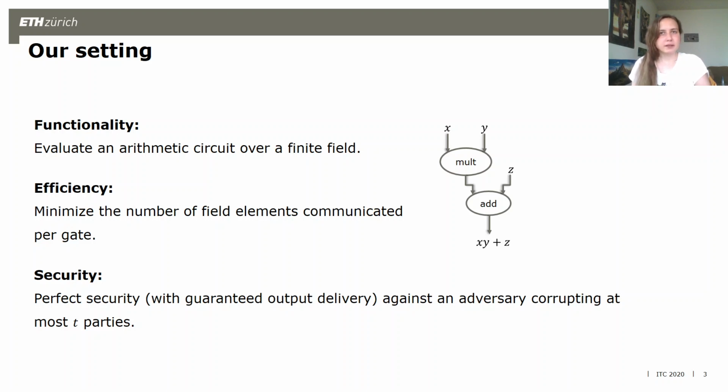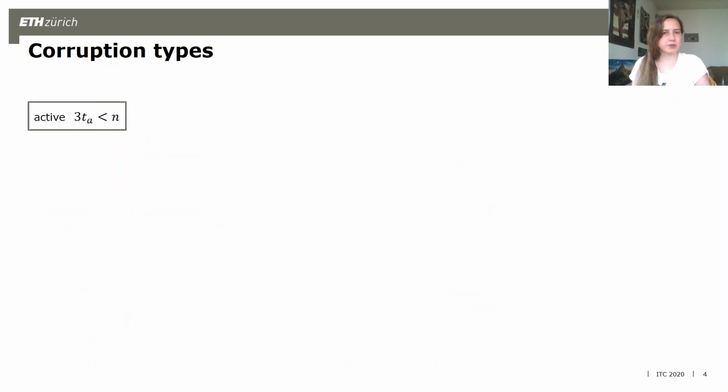So within this setting, one can define many different types of corruptions with different strengths. The strongest type of corruption is active, where the adversary fully controls corrupted parties. But this comes at the cost of being able to tolerate only n over 3 corruptions, where n is the number of parties. So quite a few, and this might not be suitable for many applications.